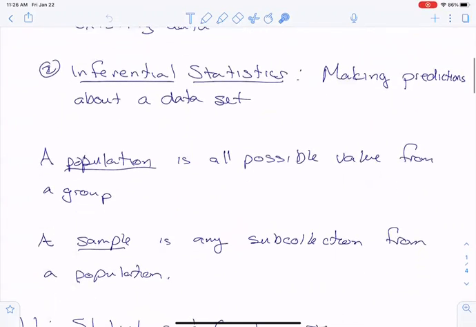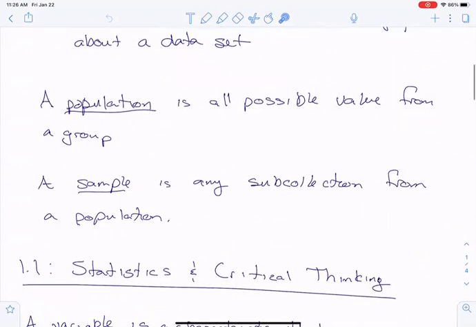So where do we get these data sets? Well, there are two main ways we can get the data sets. A population is really going to be all possible values from the group. That is going to be every possible data value we could get. Anytime you run any sort of experiment, we will get a sample, which is some sort of sub-collection from our data population.